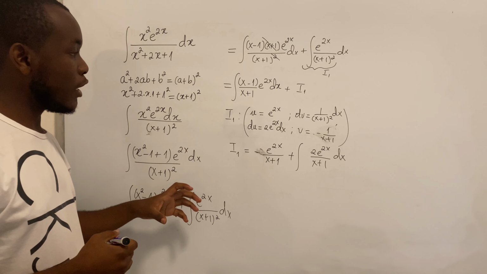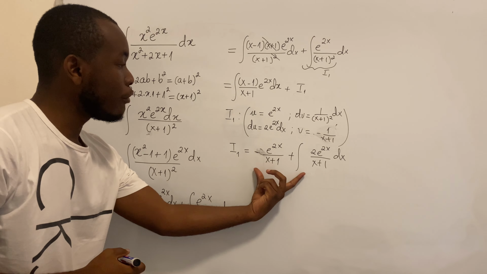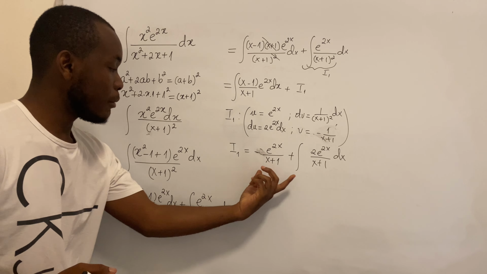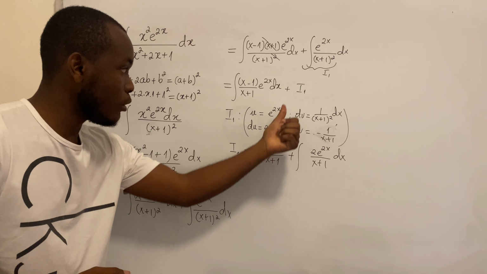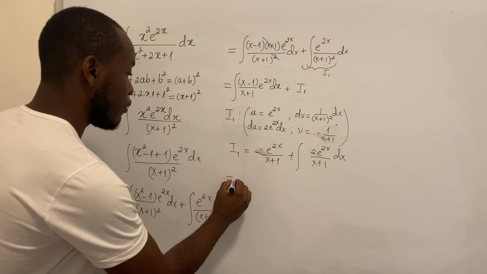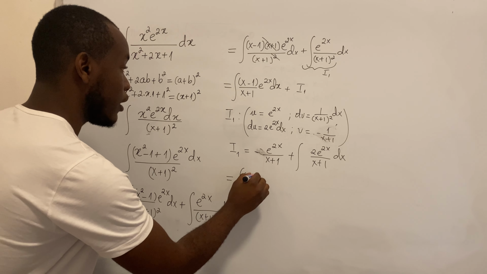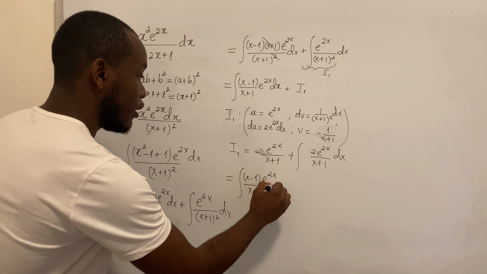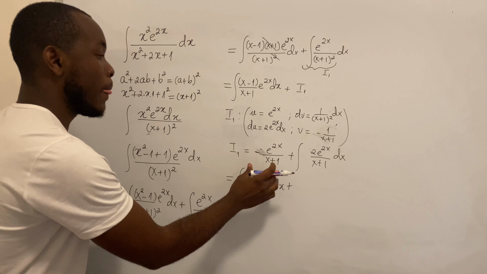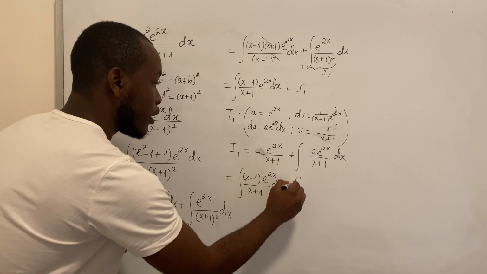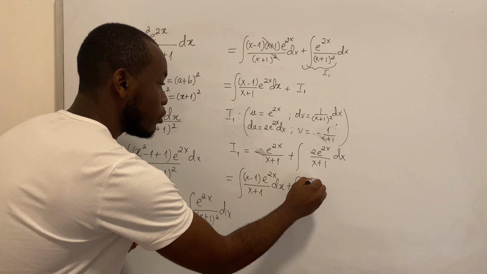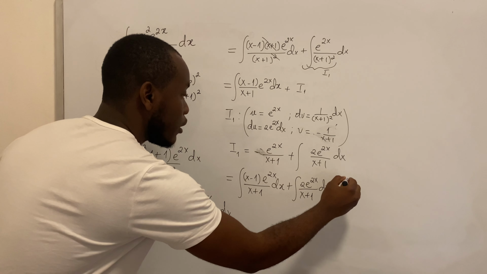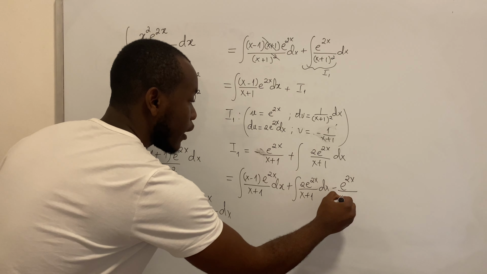That's perfect. That becomes positive. So, if we now check, this is the value of integral 1. Should we apply by parts here? Wait, calm down. Don't need to apply by parts now. Let's substitute where there is integral 1 by its value. So we're going to have the integral of x minus 1 e to the power 2x over x plus 1 dx, plus the solution. I'm going to start by putting the integral first, which is 2 e to the power 2x over x plus 1 dx, and then this part here, e to the power 2x over x plus 1.